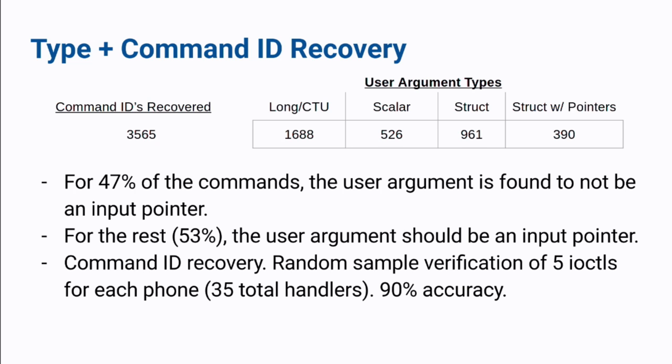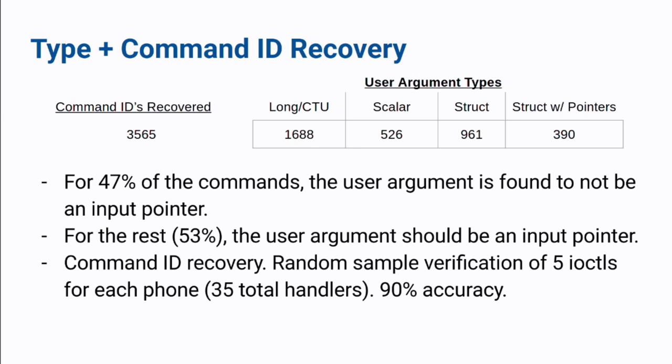For type and command ID recovery, we do better. Across those 789 ioctl handlers, we found a total of 3,565 command IDs. For slightly under 50% of them, we found that the user argument is not an input pointer, meaning it's just used as a C-type integer or long, or it might be used as an output pointer, copying the result to you. But for the remaining 53%, we found these were using an input pointer, so it was copying data from a structure or from a user data type to the kernel and using it.